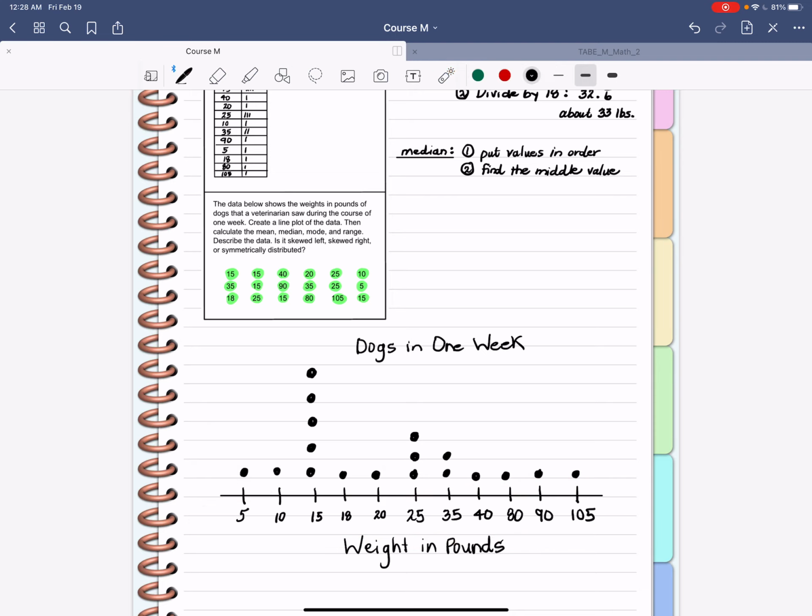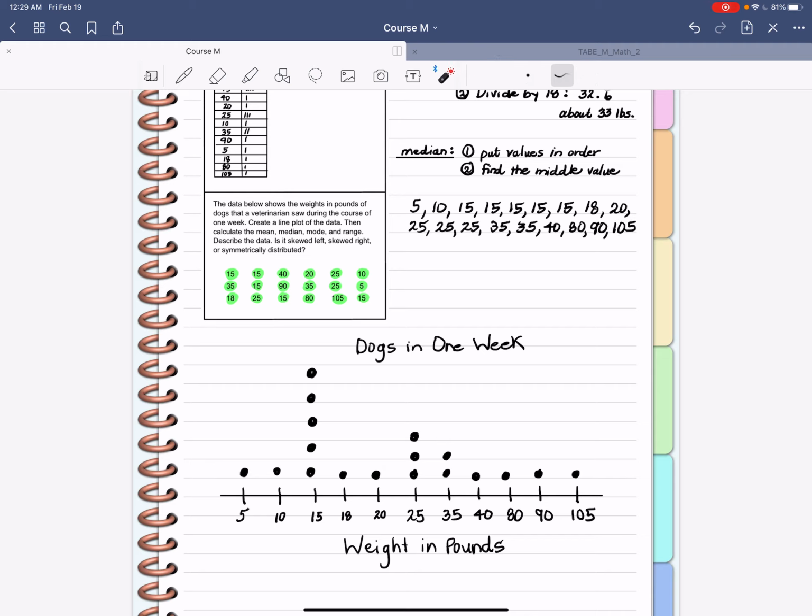So I have a 5, I have a 10. I have 5 of the 15s. Then I have an 18. I have a 20. Have 3 of the 25s. I have a 35 twice, a 40 and 80, a 90, and a 105.